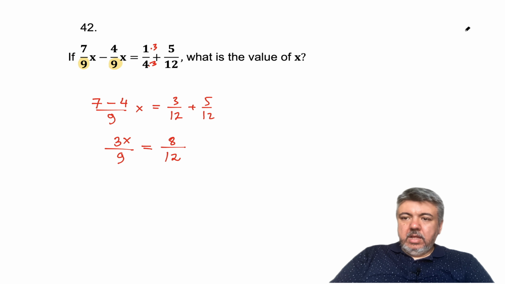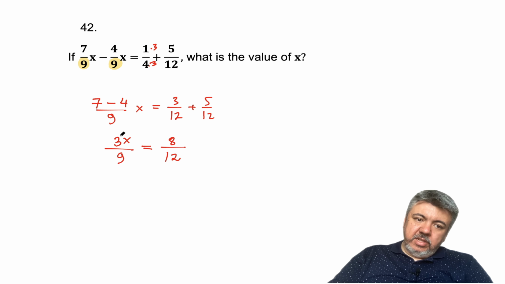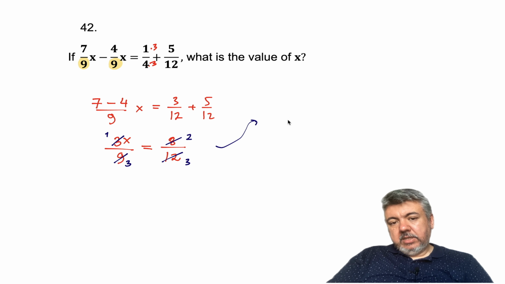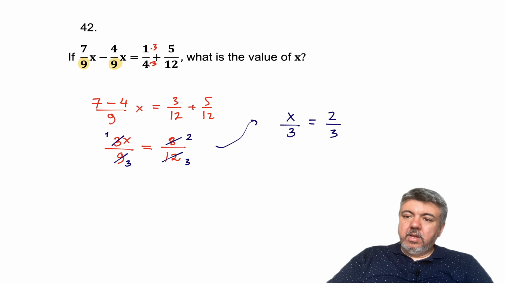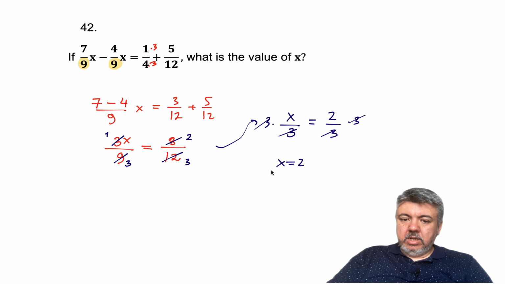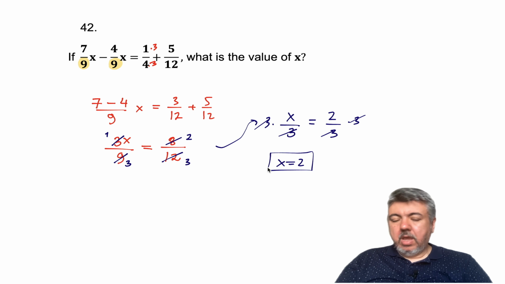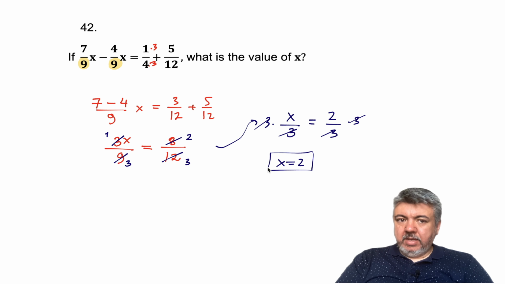Okay. Let's do some cancellations. Divide by 3, it's 1. Divide by 3, it's 3. Divide by 4, it's 2. Divide by 4, it's 3. Next, x over 3 is 2 over 3. Multiply by 3 on both sides. x is nothing but 2. You can do it in other ways, I believe.